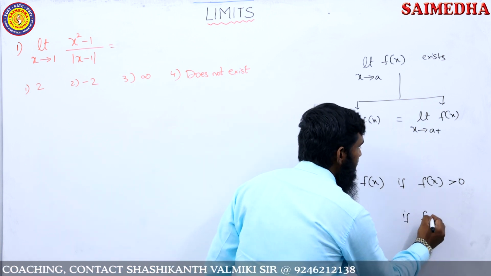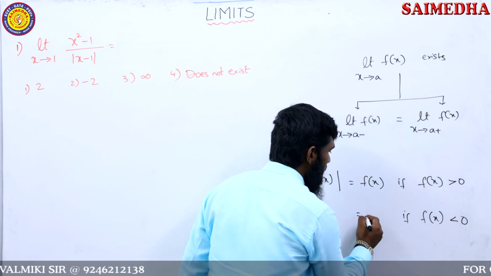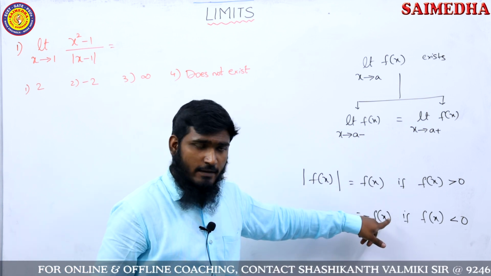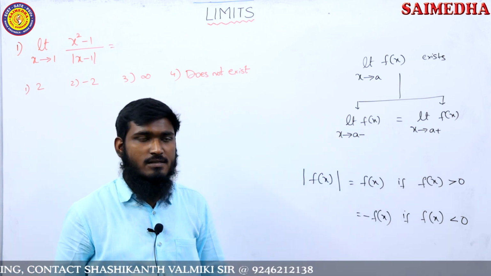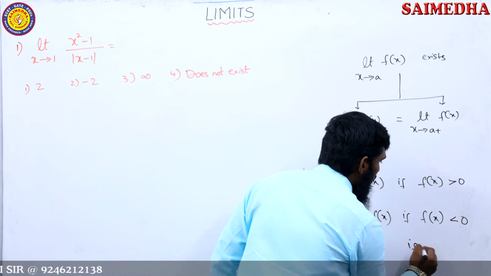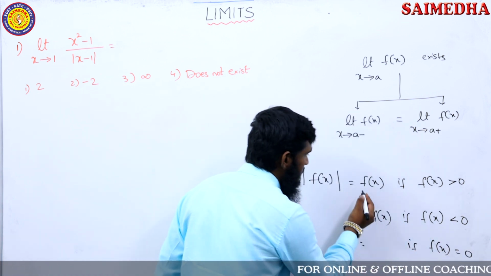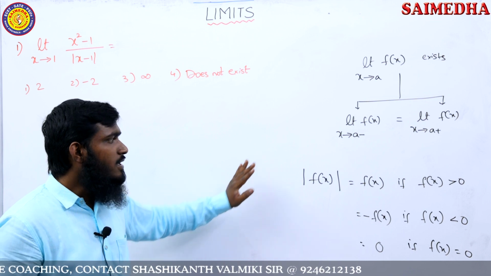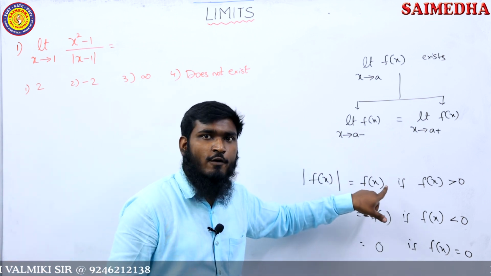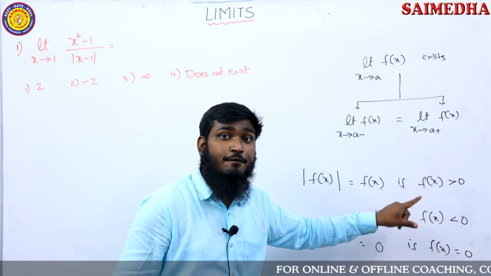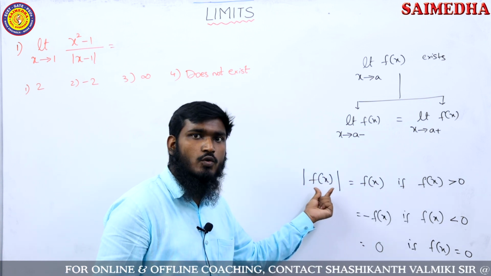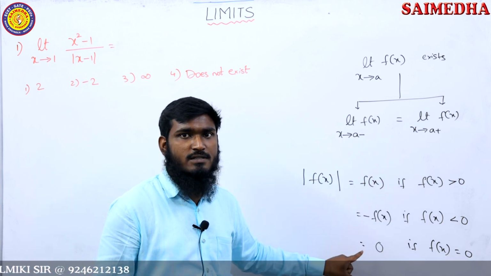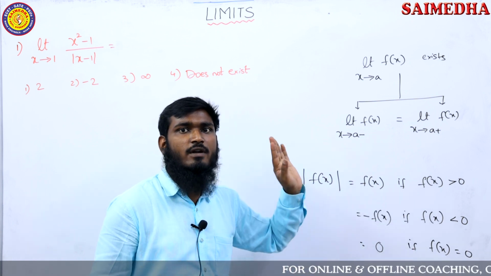Then if the f of x value is less than 0, we write it as minus f of x. We write minus f of x if f of x is less than 0. Now if the f of x value is equal to 0, then this part is also equal to 0. So the conditions of the modulus function are: mod f of x equals f of x when f of x is greater than 0. If f of x is less than 0, we take it as minus f of x. If f of x equals 0, we write it as 0.